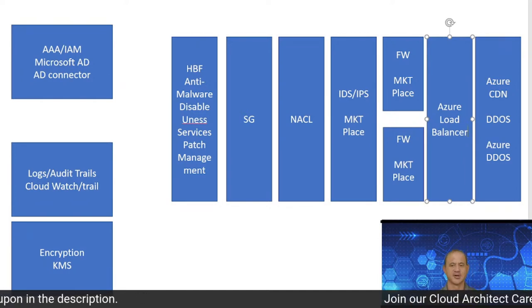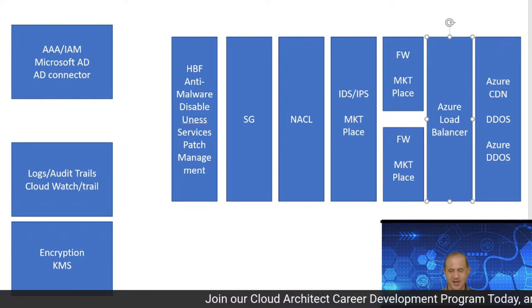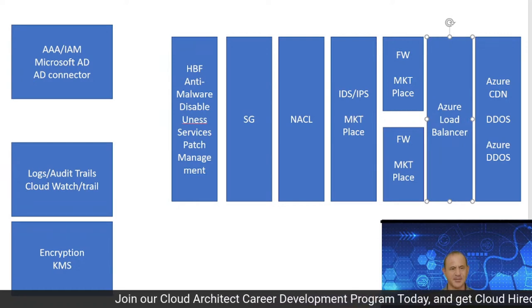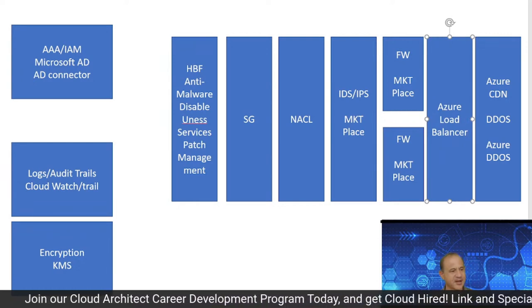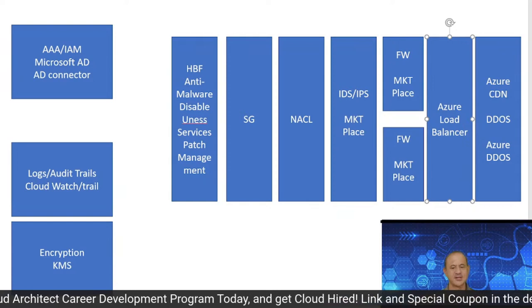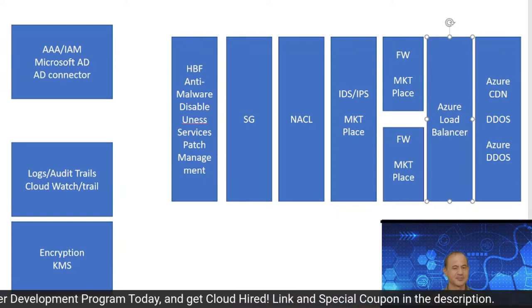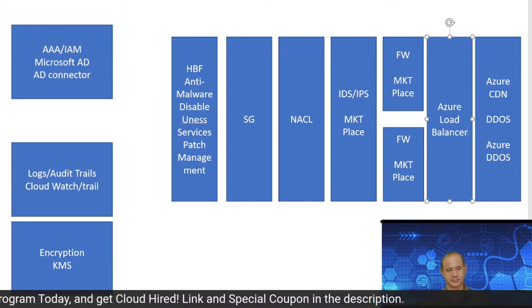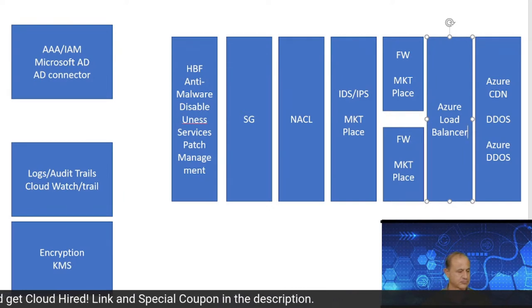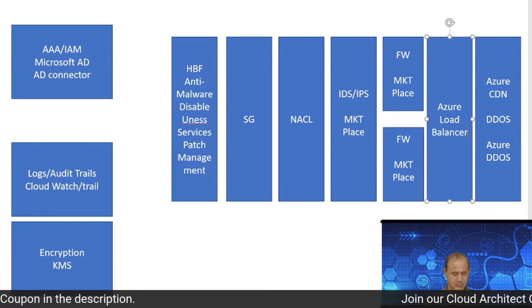Now with Azure, where are we getting the firewalls? We're going back to the marketplace. No different. Where are we getting our IDS IPS system? Back at the marketplace. Okay. What is the network ACL on Azure? What is Azure calling that?